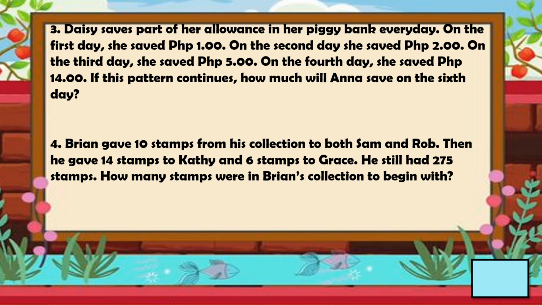And number 4, Brian gave 10 stamps from his collection to both Sam and Rob. Then he gave 14 stamps to Kathy and 6 stamps to Grace. He still had 275 stamps. How many stamps were in Brian's collection to begin with?